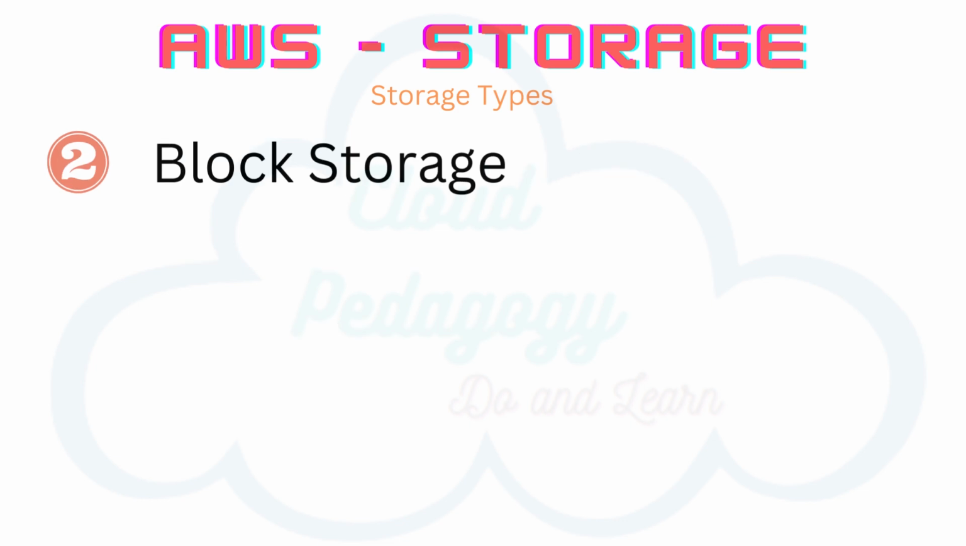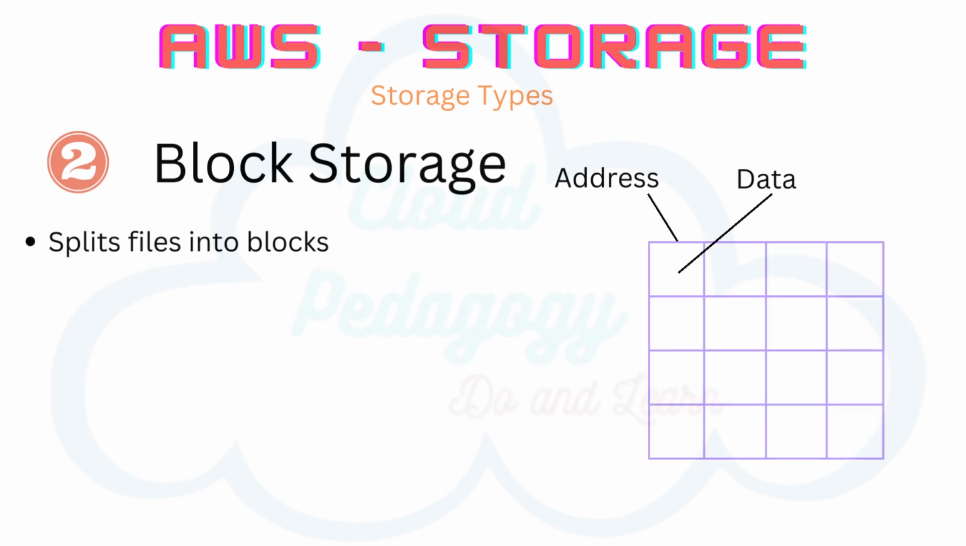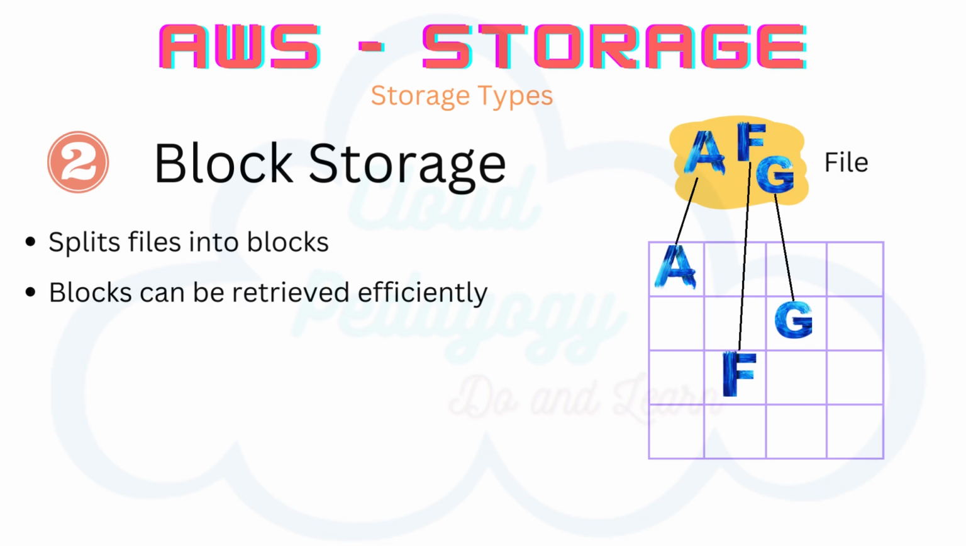While file storage treats files as a singular unit, block storage splits a file into fixed size chunks of data called blocks that have their own addresses. Since each block is addressable, blocks can be retrieved efficiently. When data is requested, those addresses are used by the storage system to organize the blocks in the correct order to form a complete file to present back to the requester.